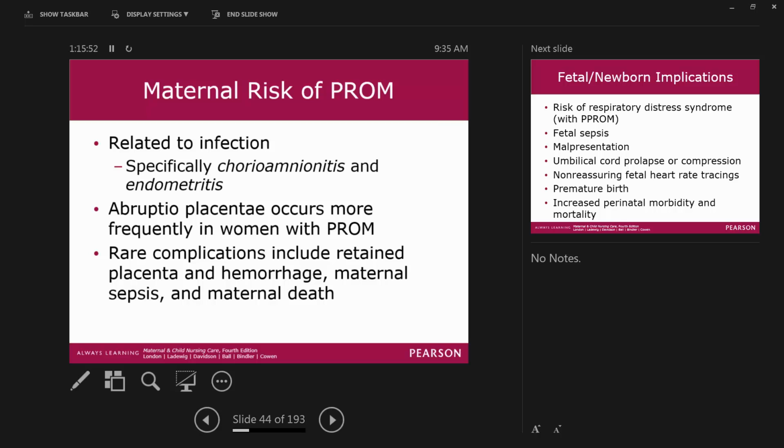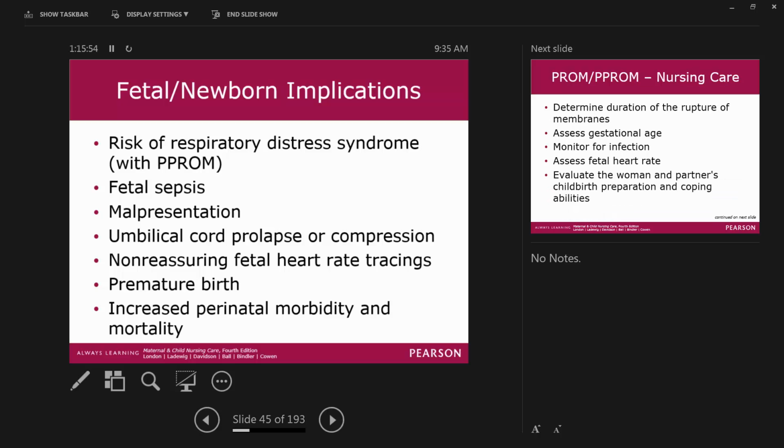Okay, so here's your maternal risks. Of course, if you have PPROM, for your baby, these are all possible, okay? And when you look at them, if you have any questions about why, ask me, but you can look at these and see why that could be a problem.